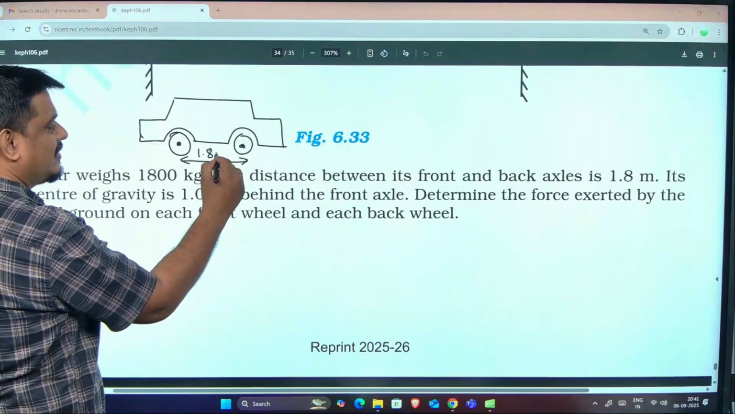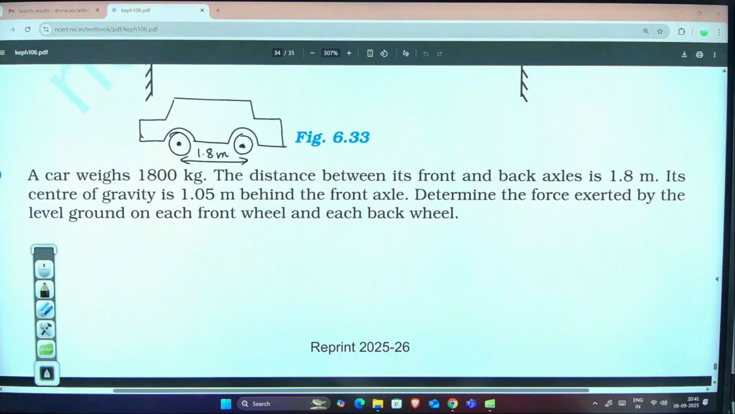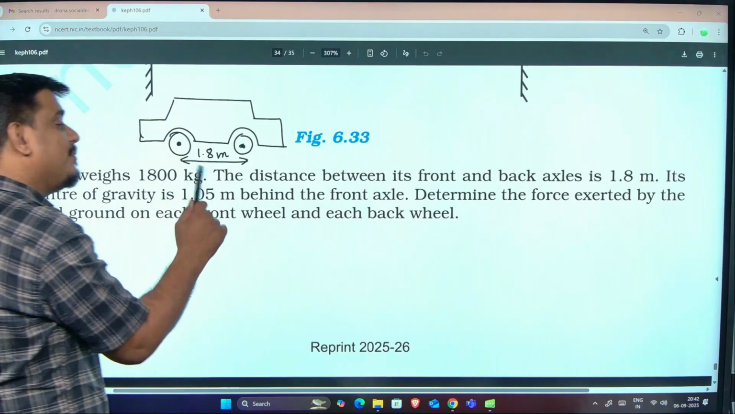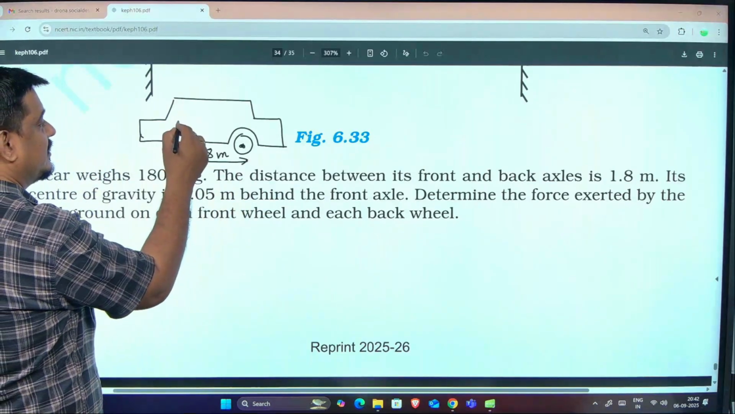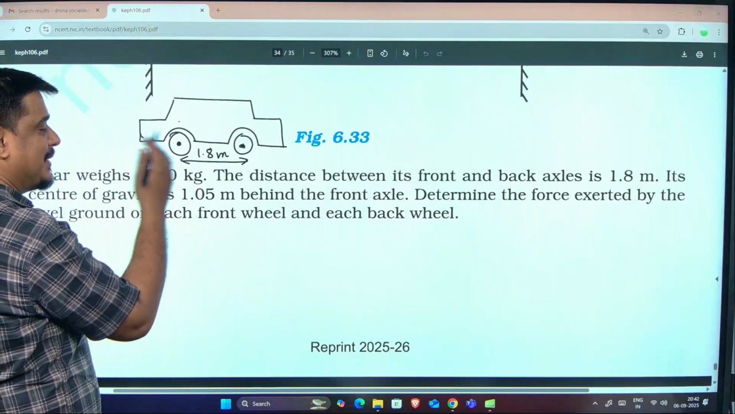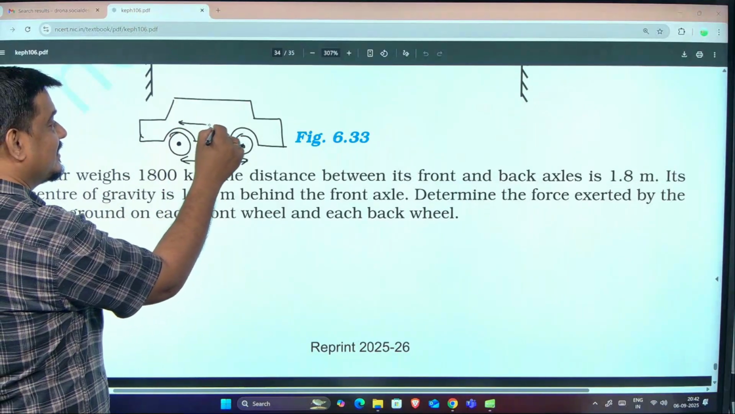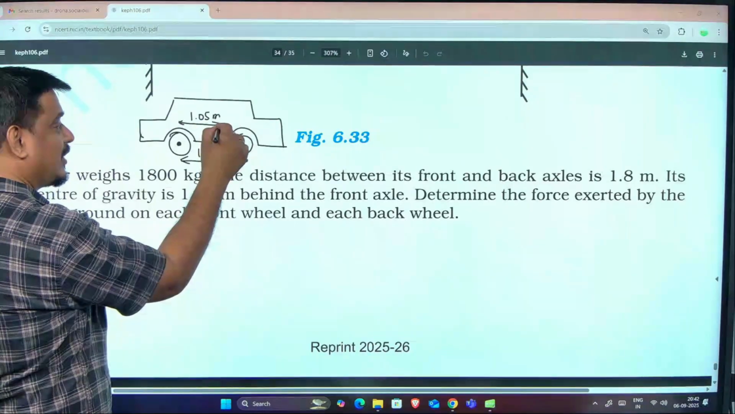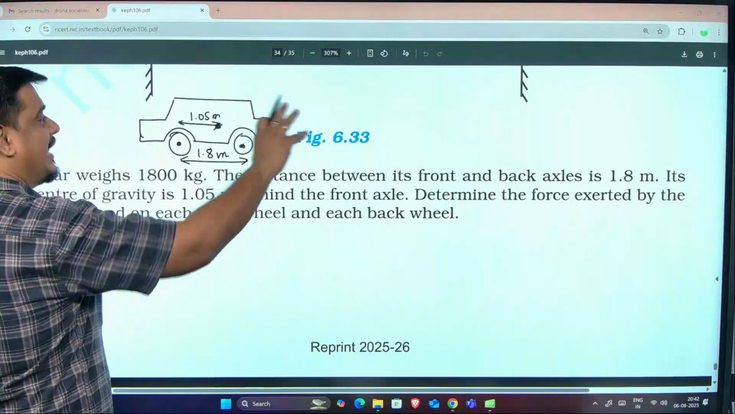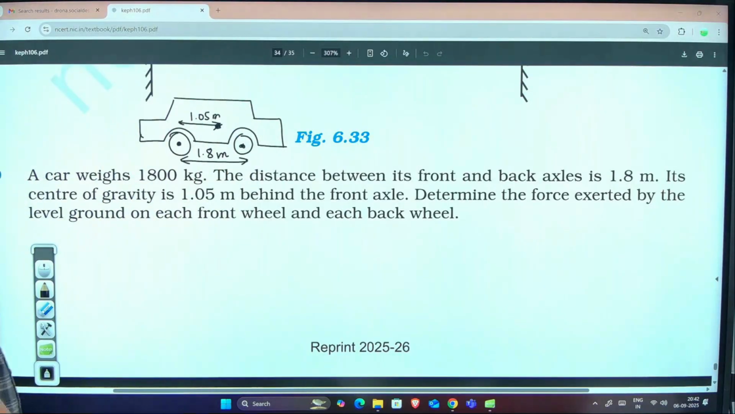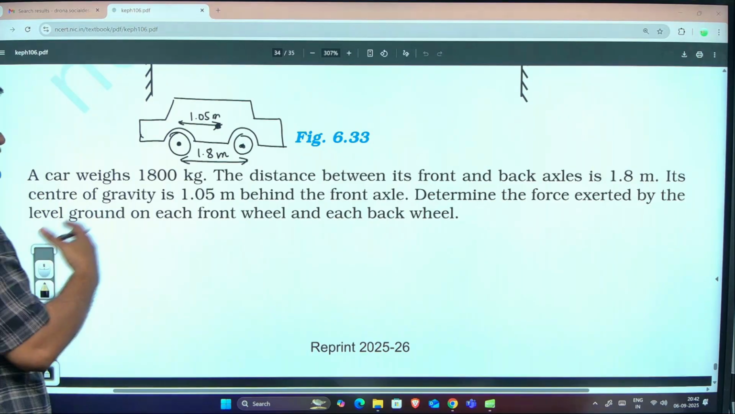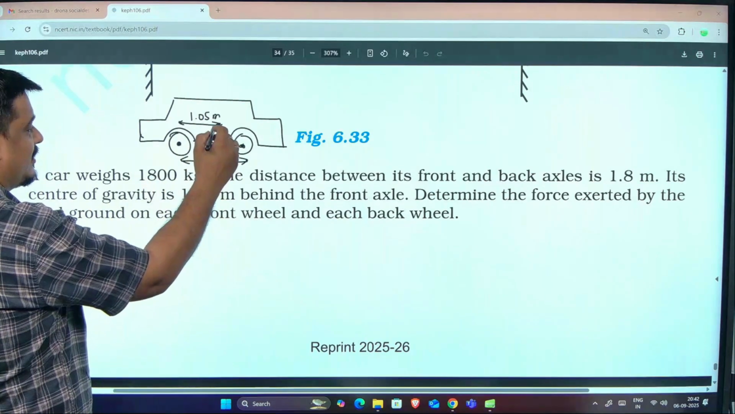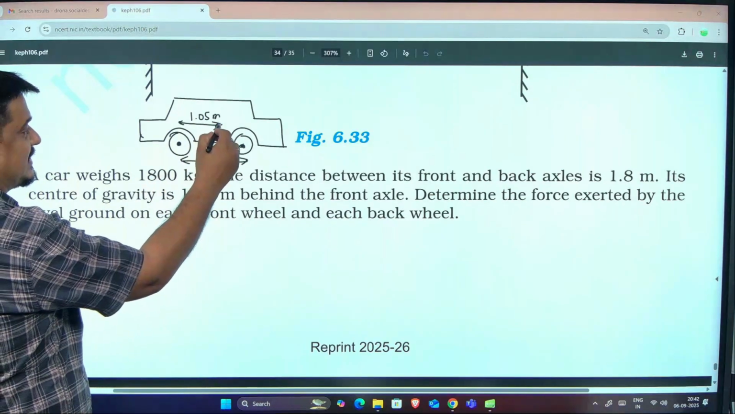Are you solving or enjoying? This is 1.8 meter. Understood? And they are saying center of gravity is 1.05 meter behind the front axle. Oh my god. Engine is lying behind. Because 1.05 meter behind is center of gravity. It means more mass is behind, less mass is in front. Usually it will not happen. Usually the front only will have all the mass. Anyhow, we will not bother about that.